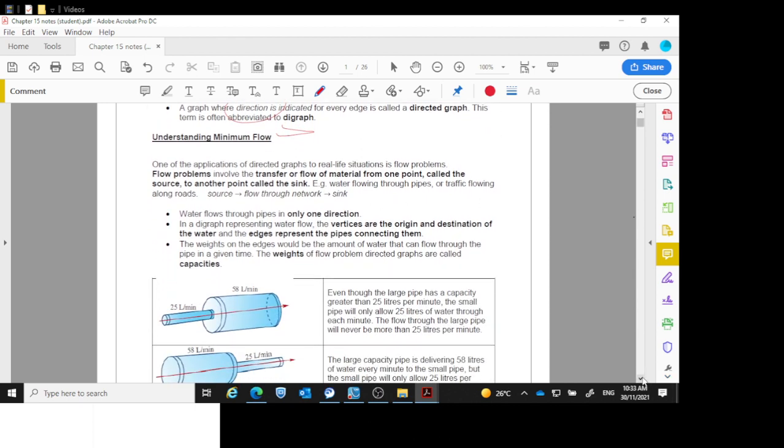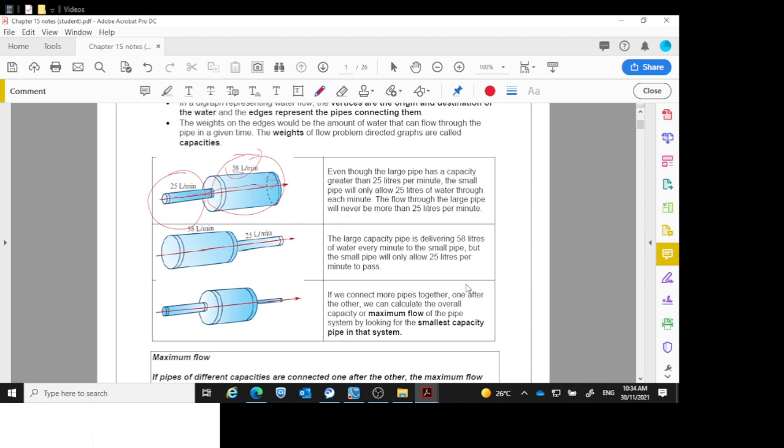Okay, minimum flow. Well, let's talk about flow. We've got to have things going from one point to the other. So it's got to flow from one section to the other. If we've got a big pipe here, 25 litres per minute, and we've got another going into another big pipe, then really we can't have 58 litres per minute flowing through. It's only going to be 25, even though we've got a maximum here.